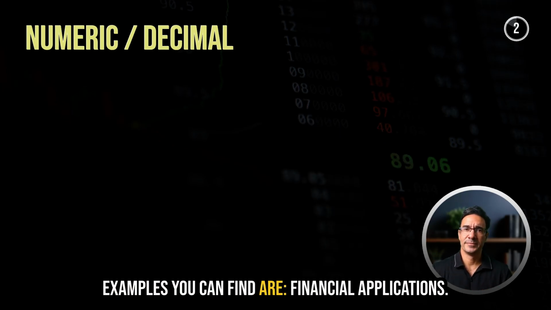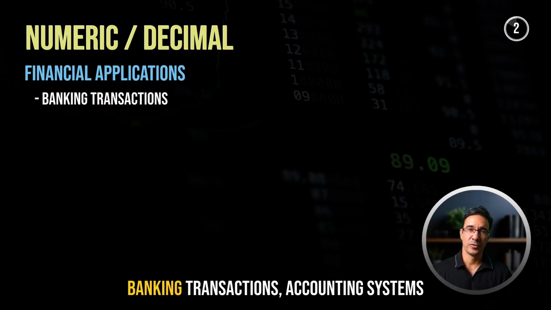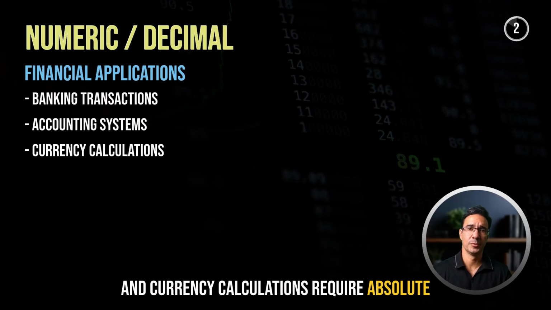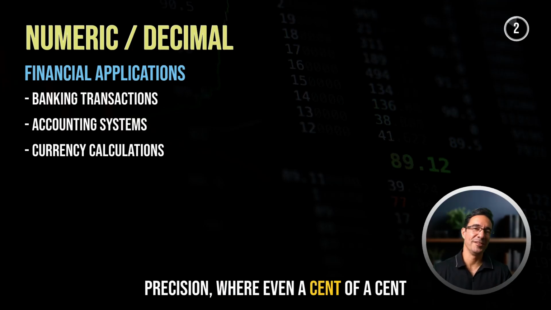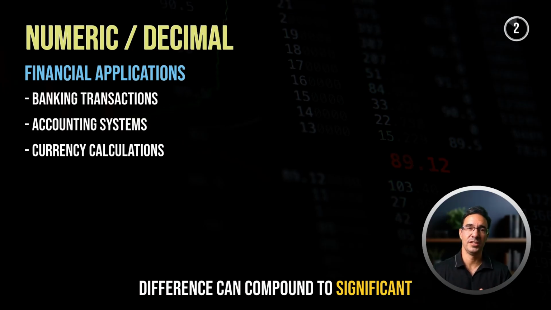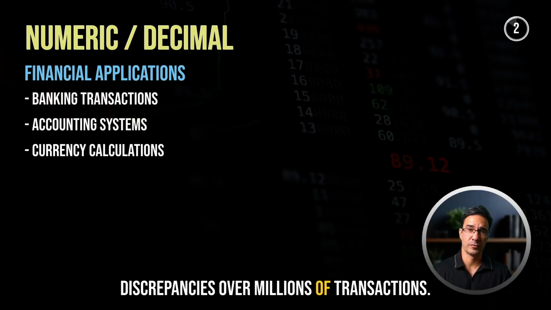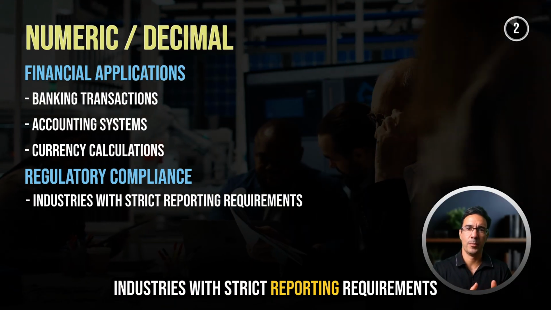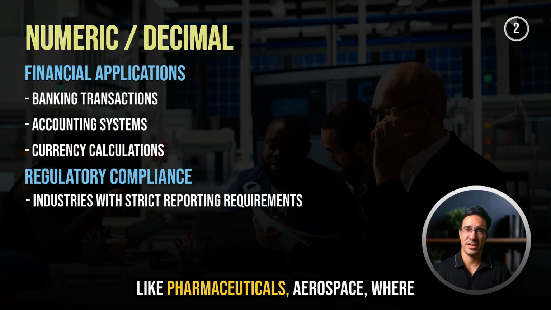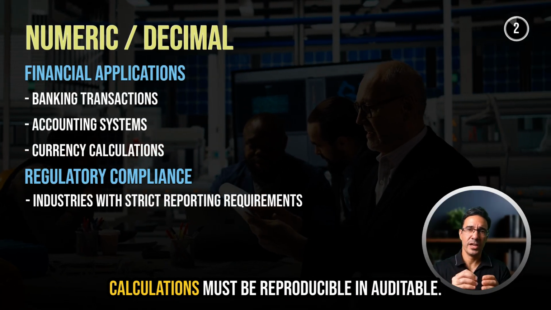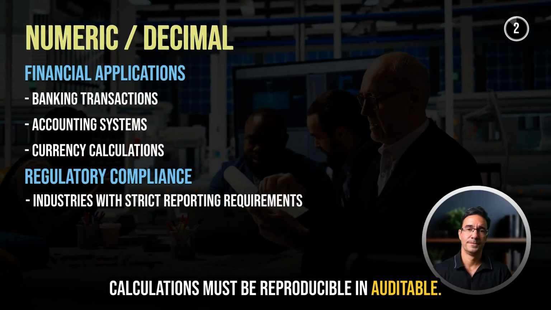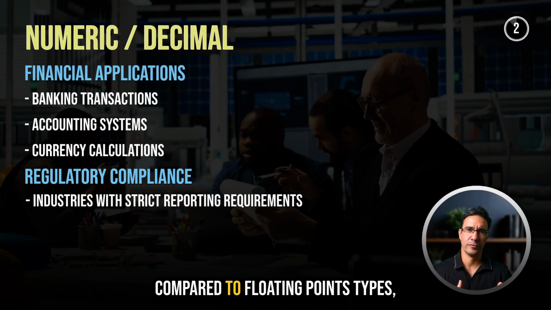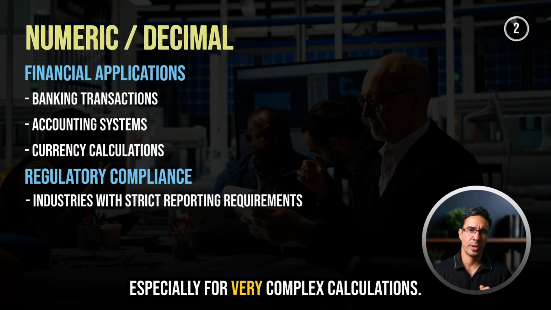Examples you can find are financial applications, banking transactions, accounting systems, and currency calculations, which require absolute precision, where even a cent of a cent difference can compound into significant discrepancies over millions of transactions. Also regulatory compliance, in industries with strict reporting requirements like pharmaceuticals and aerospace, where calculations must be reproducible and auditable. World isn't perfect, and these types have performance and storage penalties compared to floating point types, especially for very complex calculations.